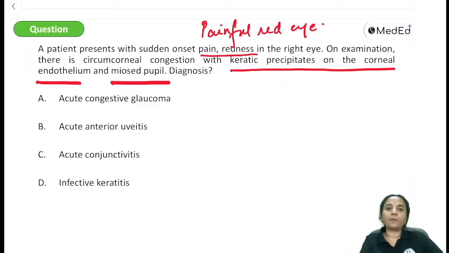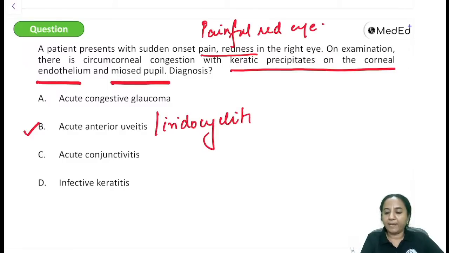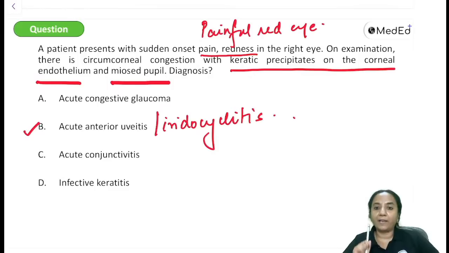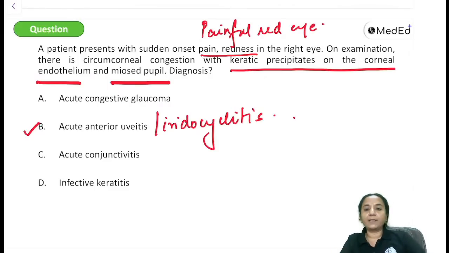So keratic precipitates and miosed pupil mean acute anterior uveitis. But sometimes instead of giving anterior uveitis in the option, they give iridocyclitis. So please remember, iridocyclitis is another name for anterior uveitis only. Just because they change the name, do not get confused. Anterior uveitis and iridocyclitis mean the same thing.